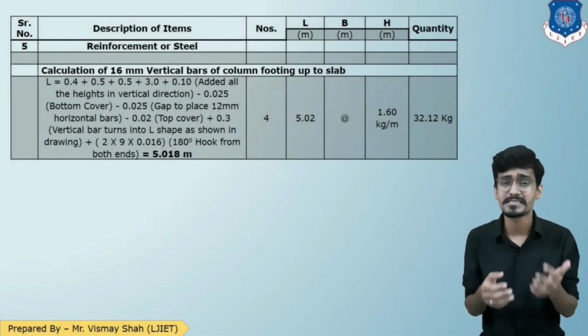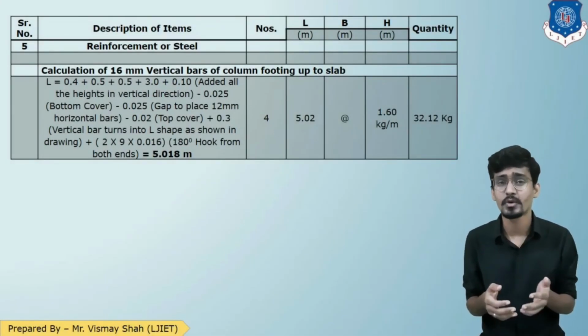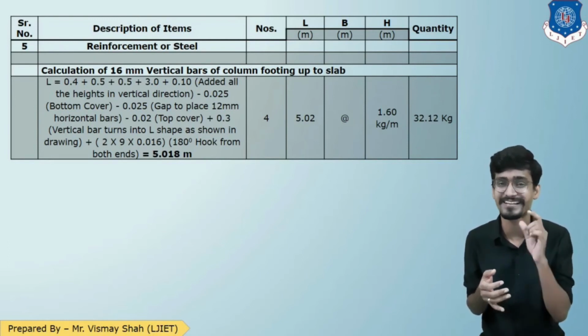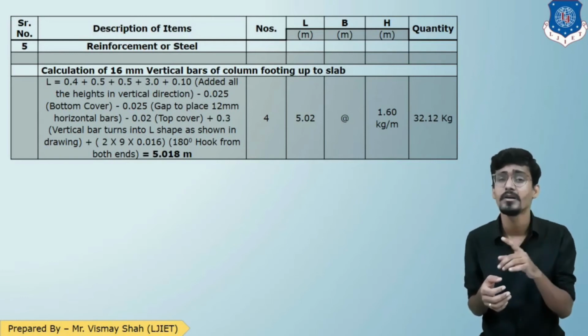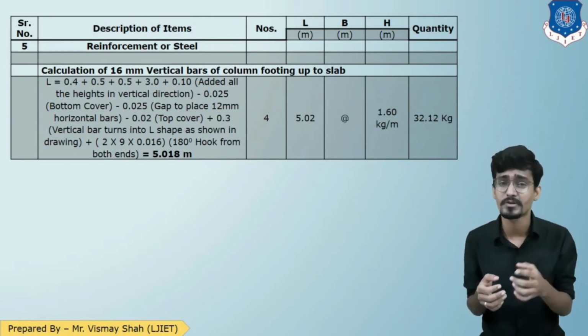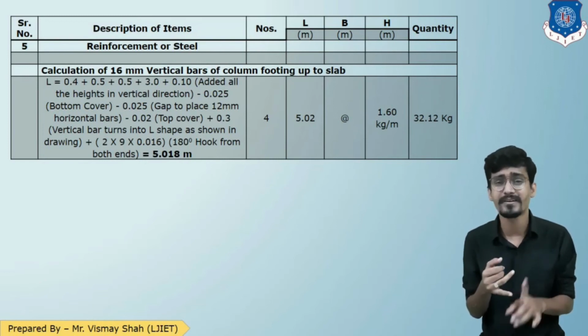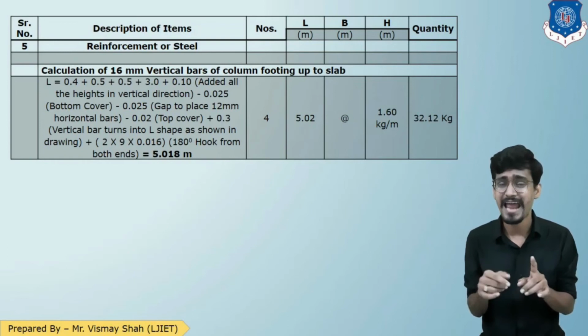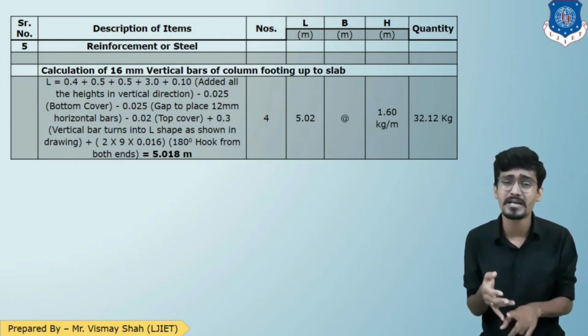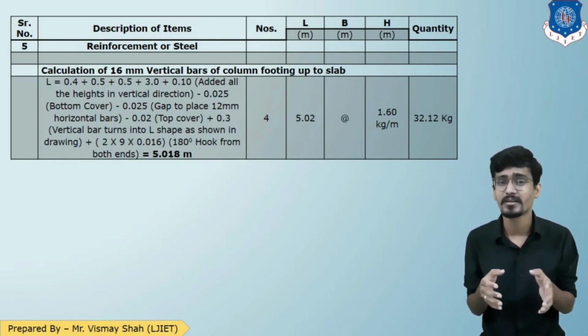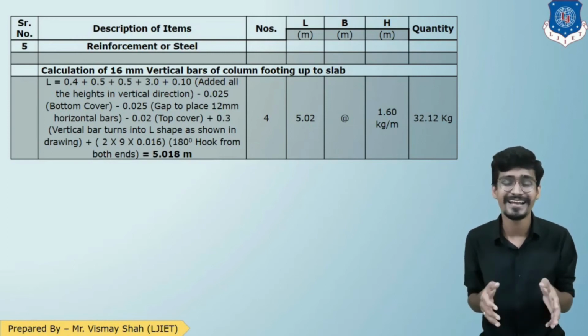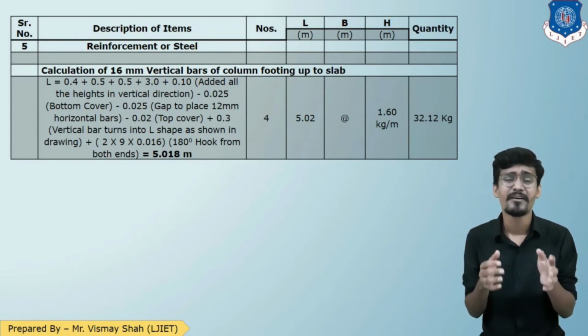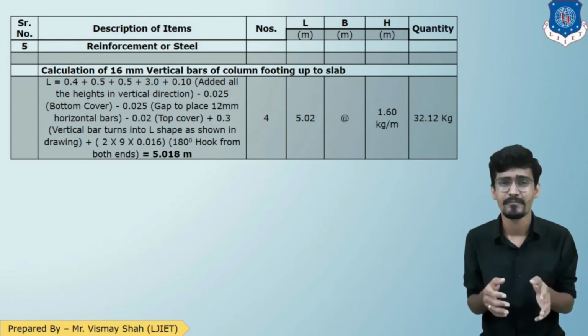So as we have just seen in the figure, this is the calculation: all the vertical heights 0.4 plus 0.5 plus 0.5 plus 3 meter plus 0.10, that was the slab, because the vertical reinforcement was going up to the slab. Deduction of the bottom cover, deduction of the bottom gap, deduction of the top cover, plus that L-shaped length and plus that hook length at both sides, 18D. So we'll get the length as 5.18 meter.